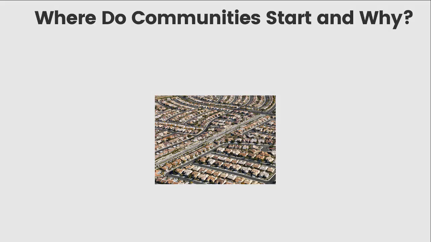In this video, we're going to talk about human communities and how they started and why they chose the places that they started. Humans initially started off as hunter-gatherers, and with the rise of agriculture, there was an opportunity to have more permanent settlement. When we talk about communities, this is what we're talking about.